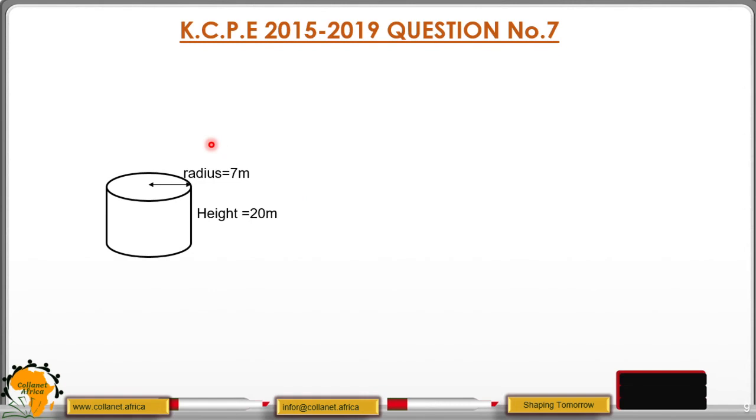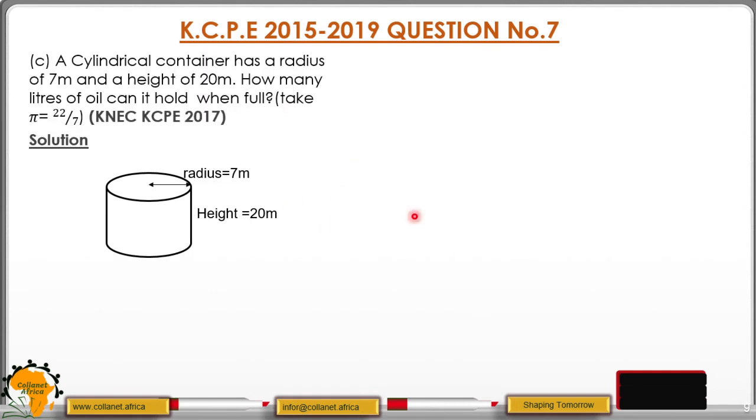We move on to the other question. A cylindrical container has a radius of 7 and a height of 20. You draw the sketch. It is important. Then the radius is up to the center and the height is there. How many liters of oil can it hold when full? So take pi to be 22/7. This was tested in 2017. So draw a sketch and then remember the formula for calculating the volume of a cylindrical container.